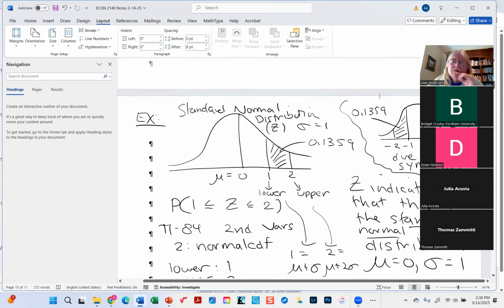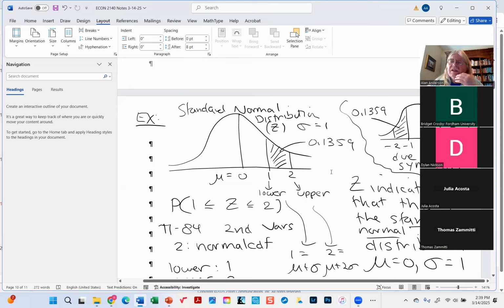All right, great. Now, we're going to start with an example, just in case we didn't get enough practice the other day. Imagine I'm showing you that we have the standard normal distribution, and that implies that the mean is 0 and the standard deviation is 1. I want to know the probability that Z falls somewhere between 1 and 2. And you can see in the shaded region, this is what we're looking for.